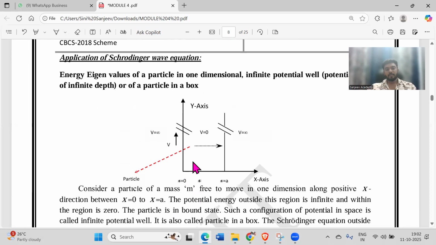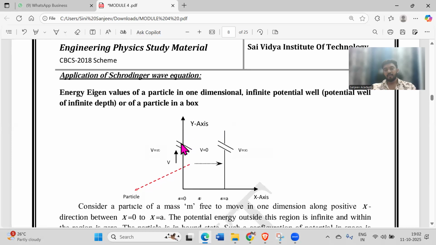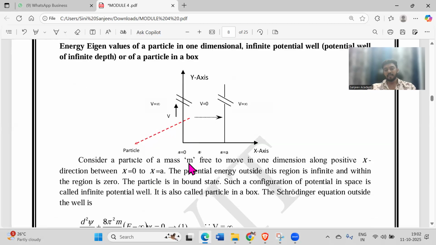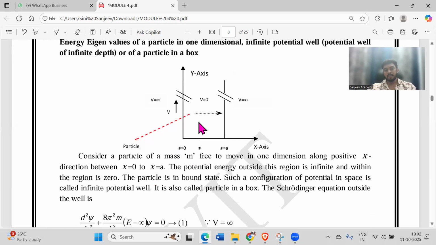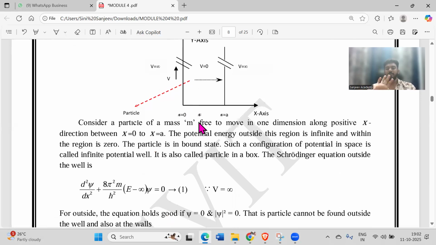Okay. So this is basically the energy eigenvalues of a particle in one dimension, infinite potential well. Potential well of infinite depth, a particle in a box. Okay, a well with infinite depth, of a particle inside a well which is having infinite depth.